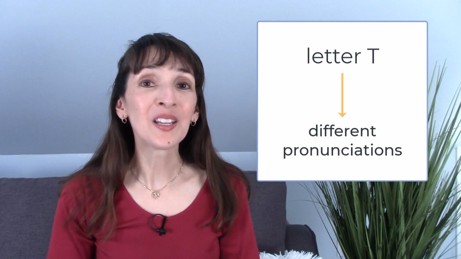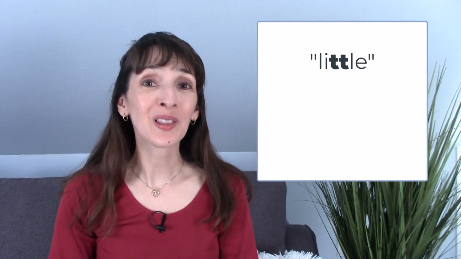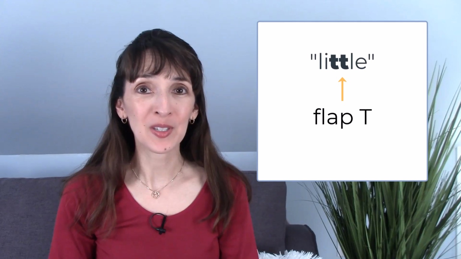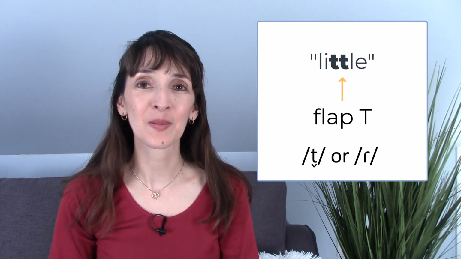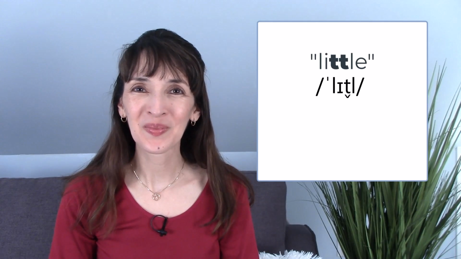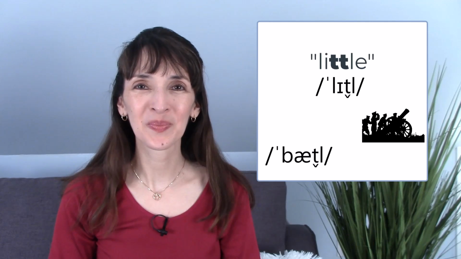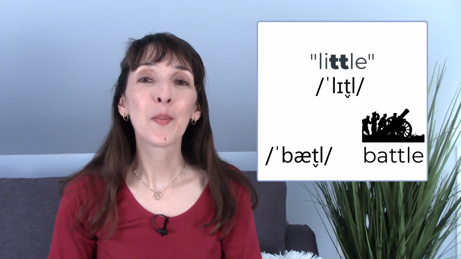Good. Now in American English, the letter T can have different pronunciations. In a word like little, we use a flap T. It looks like this. Here's how we write little. So can you figure out this word? Battle.